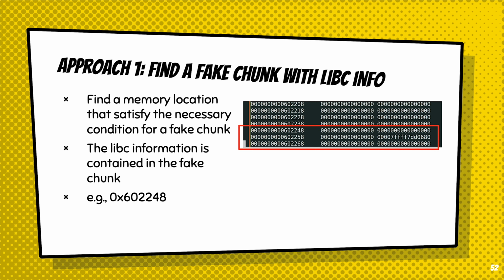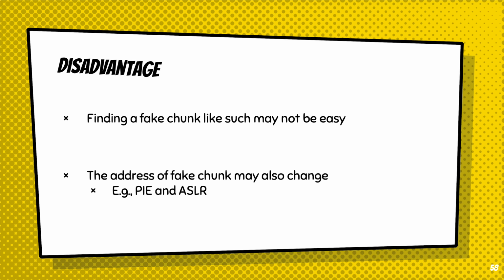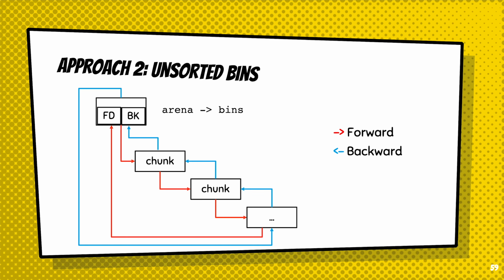So if the program is without PIE, then I can use this address because this address will be permanent. However, if the program is PIE enabled, then every time when the data segment of the program is loaded, this address is going to change. So I cannot use this as a fake chunk because I don't even know where the fake chunk is. Therefore, there is another approach that we can use, which is to take advantage of unsorted bins.